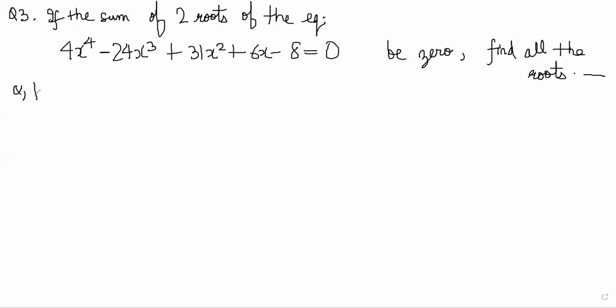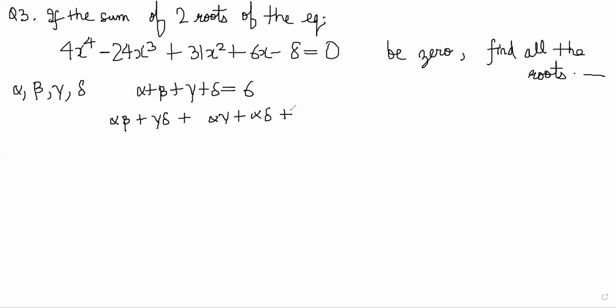So let the roots be alpha, beta, gamma, delta, right? These are the roots. Then sum of the roots is what? We get alpha plus beta plus gamma plus delta, by Vieta's relations, this is equal to 6. We get the sum of the roots taken 2 at a time: alpha beta plus gamma delta plus alpha gamma plus alpha delta plus beta gamma plus beta delta. This is equal to 31 by 4. That's why it is coming: this is plus of 31 by 4.